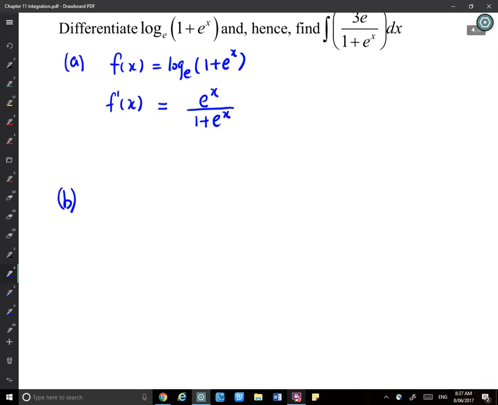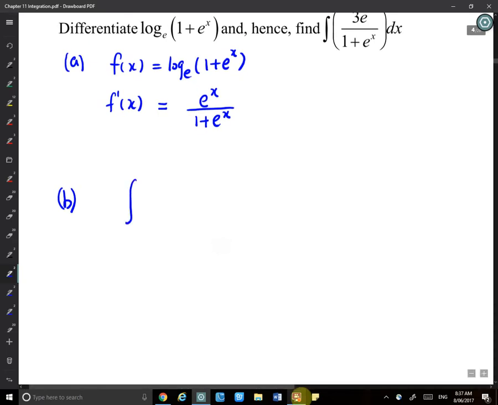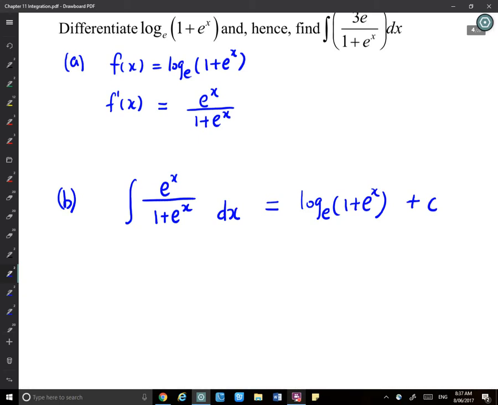So what you will know from part A is, if you integrate this, that must give you log e bracket 1 plus e to the power of x, plus some constant. Let's just ignore the constant for a minute. If you integrate that, you will definitely have that, right? From here, you differentiate to get f dash x. Integral of f dash x must give you back the f(x). So integral is like going from the gradient function back to the original f(x). So you will have that.